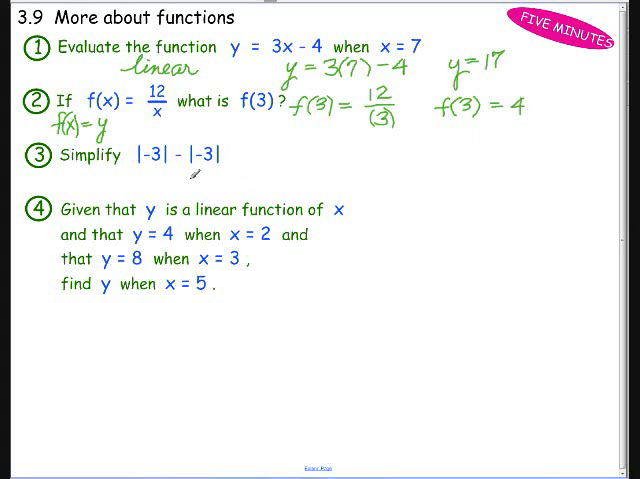Simplify this expression. The absolute value of negative 3 is a positive 3. And then we're going to subtract the absolute value of negative 3, which is again a positive 3.